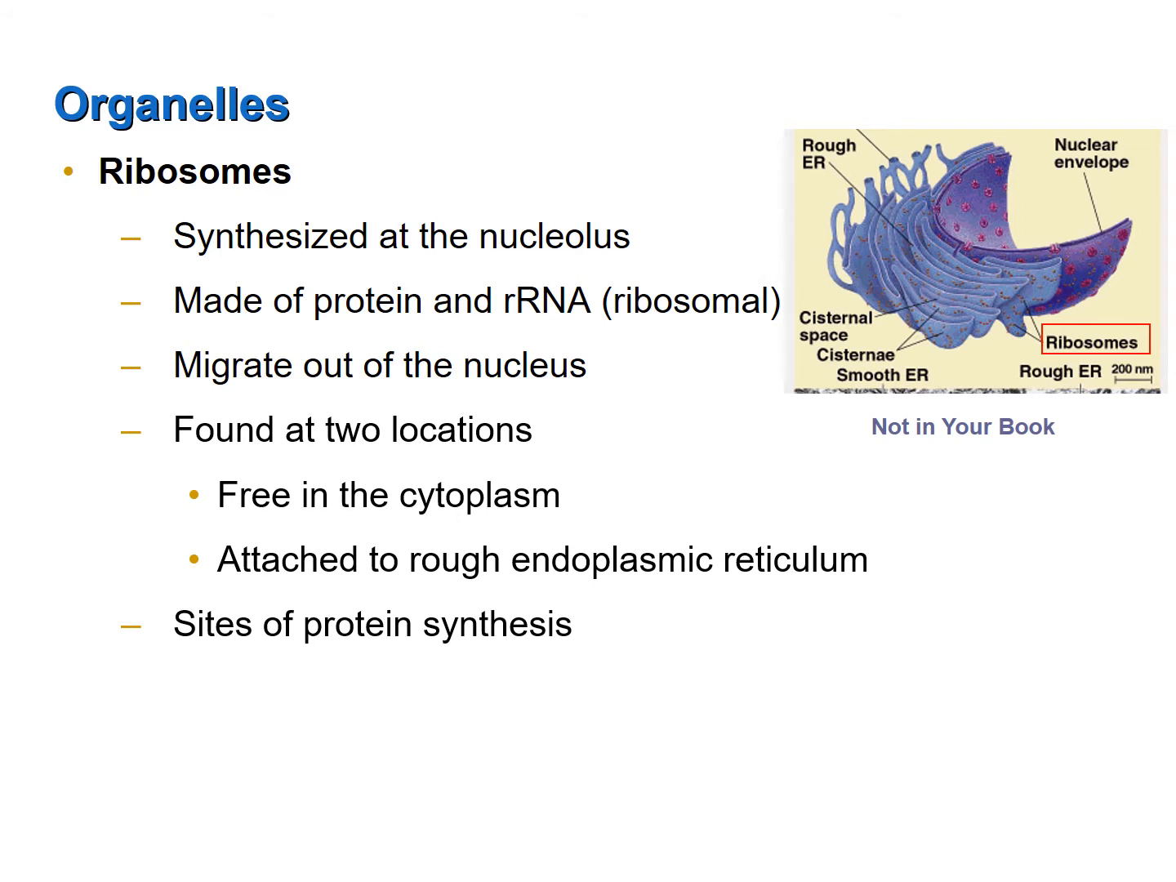Ribosomes are the sites of protein synthesis. The process known as translation occurs at the ribosomes. Ribosomes that are free in the cytoplasm produce proteins that remain in the cell. Ribosomes attached to the rough endoplasmic reticulum produce proteins that are destined to be secreted outside of the cell.